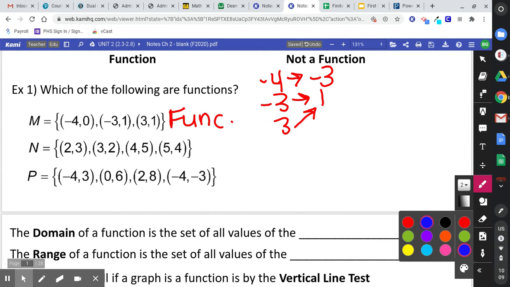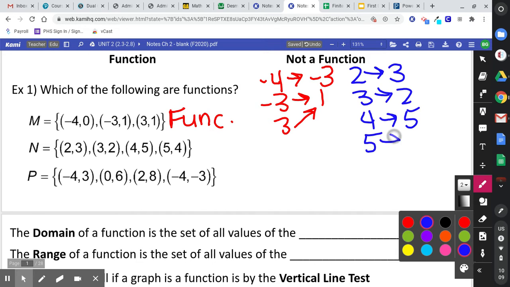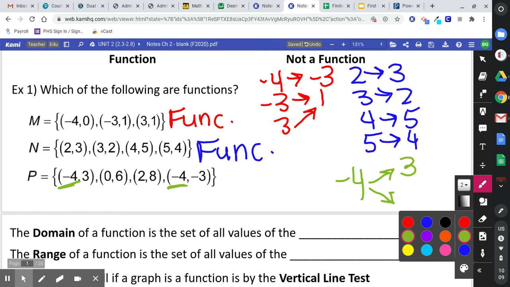That's fine. If you look at the next one, 2 goes to 3, 3 goes to 2, 4 goes to 5, 5 goes to 4. No problem. That's a function. But then the last one, you can see pretty quickly that that's not going to work. It's easier to see that it's not a function. When you've got -4 and -4 goes to 3 and -4 also goes to -3, that's not a function.